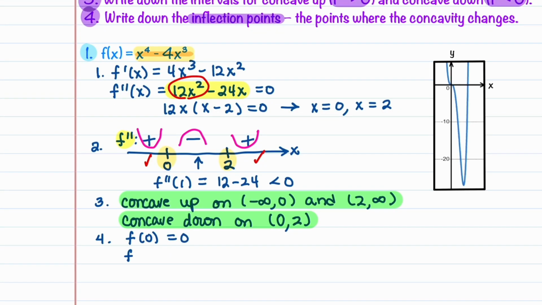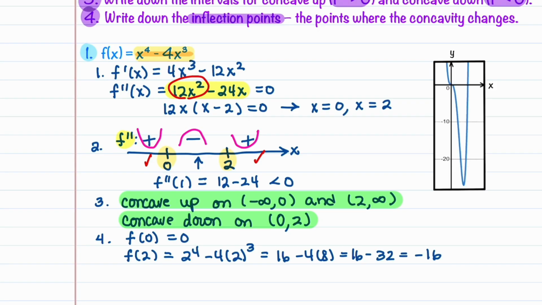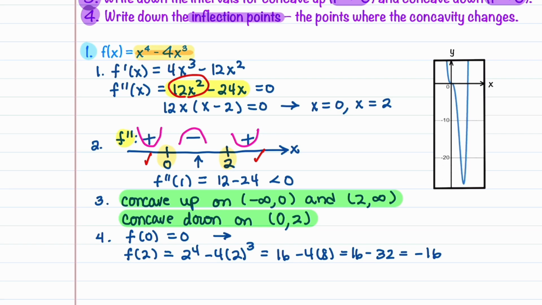And then f at 2, that is going to be 2 to the 4th minus 4 times 2 cubed. This is 16 minus 4 times 8. So this is 16 minus 32, and that's minus 16. So we can say for f of 0, we have an inflection point equal to (0, 0), and we'll highlight that. And then for x is equal to 2, we have an inflection point equal to (2, -16), and we'll highlight that.